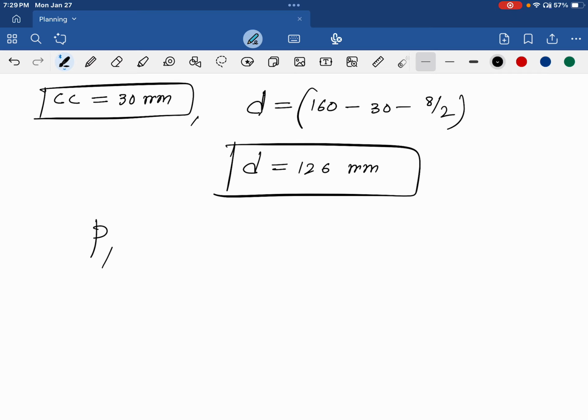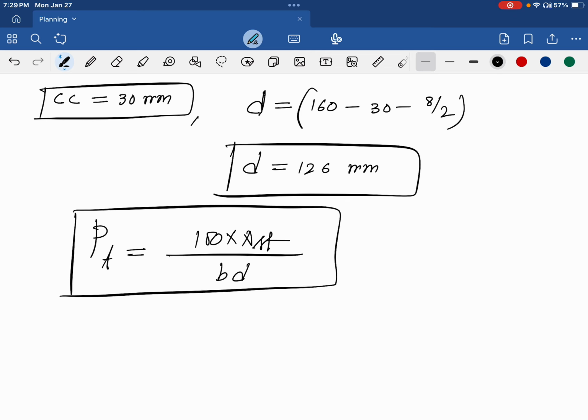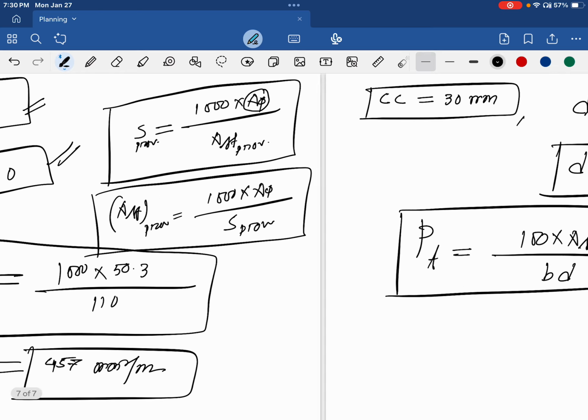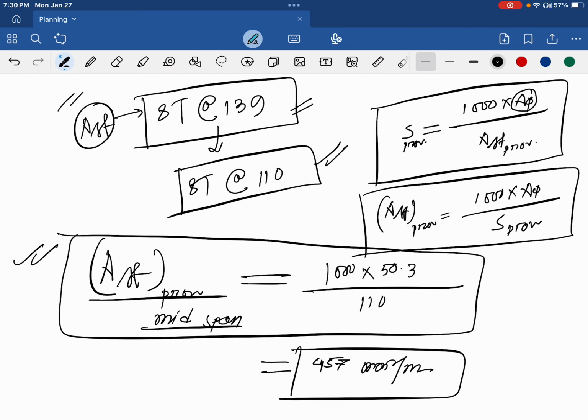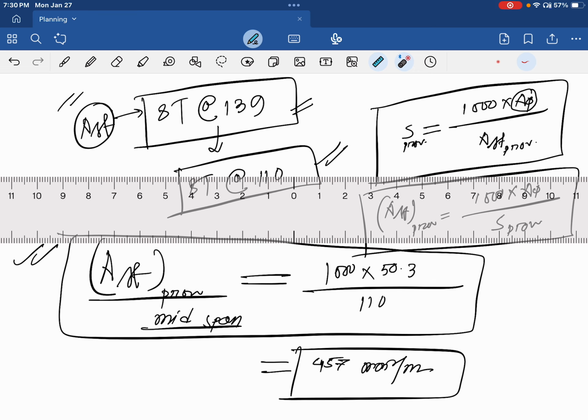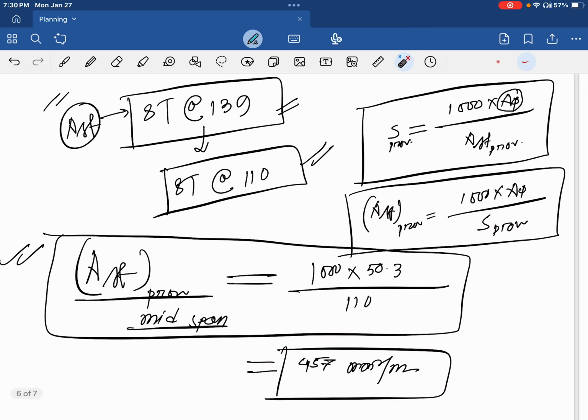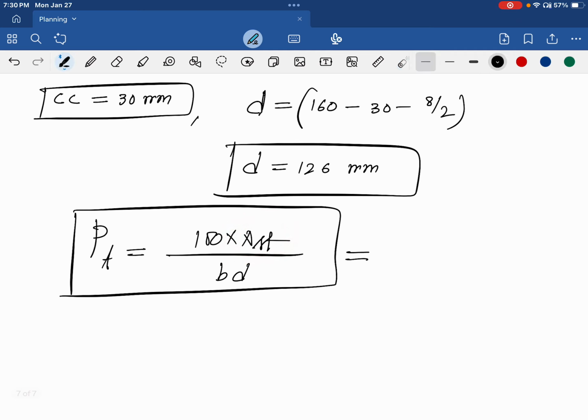So let's calculate percentage of tensile reinforcement. It is 100 Ast by b into effective depth d. This is how you need to find out the percentage of tensile reinforcement. If you work out this problem, just put the Ast provided value here, and you will get percentage of steel as 0.36.